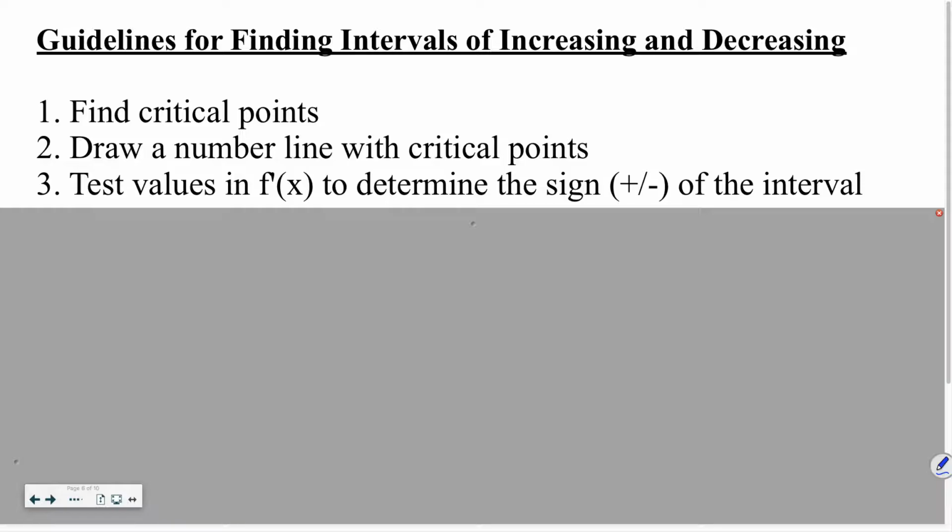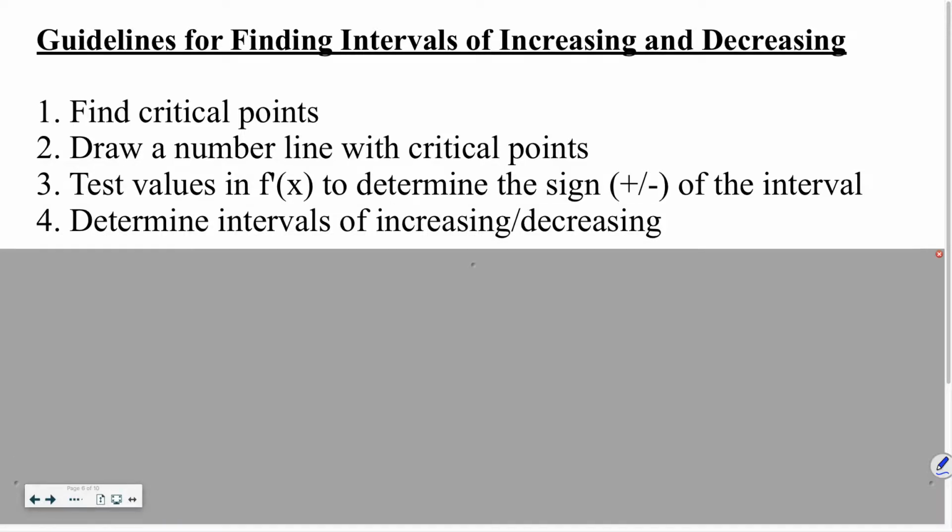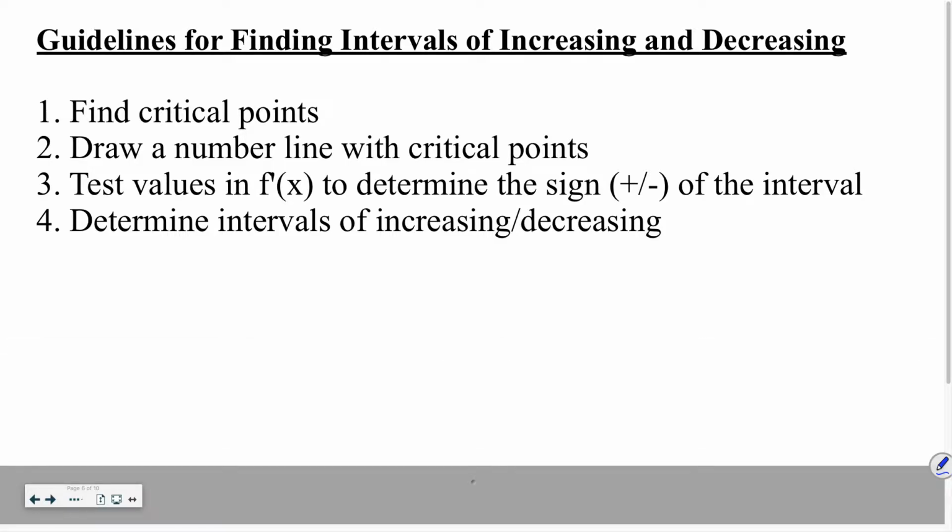Are we testing the critical points in the derivative instead of? We're testing in between the critical points in the derivative to determine if they're positive or negative, so that we can write which intervals are increasing and which intervals are decreasing. Is it just one value in between? Mm-hmm.